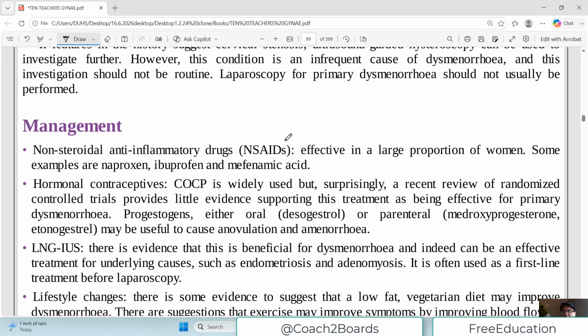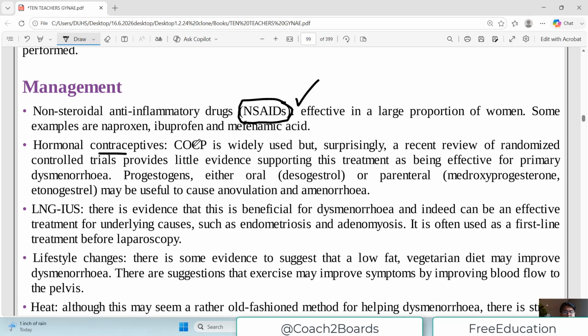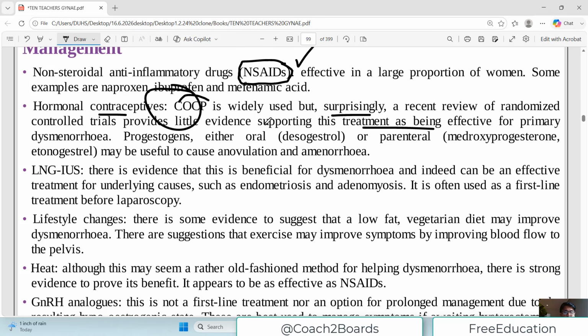If the pain is simple and there is no real organic pathology, then NSAIDs are very effective: ibuprofen, naproxen, mefenamic acid. You can use hormonal contraceptives and they are widely used, but surprisingly, a recent review of randomized controlled trials provides little evidence supporting this treatment. So that's kind of backing off now.